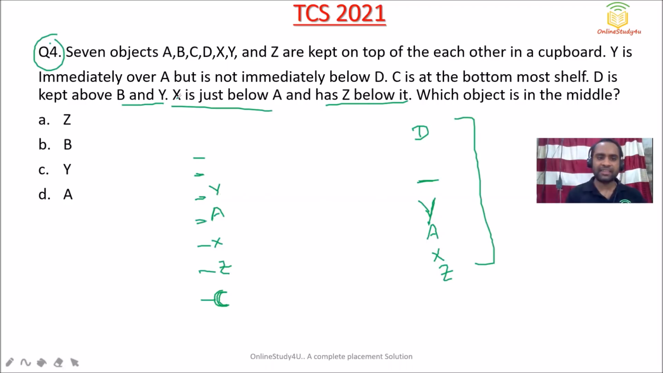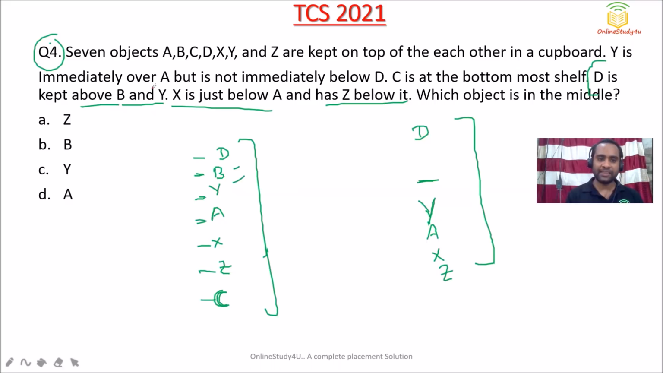And what they are saying is, D is kept above B and Y. So Y is here, so definitely B I will have to put here. Then only D will be kept above B and Y. Now you can read once. So all the criteria we have satisfied.